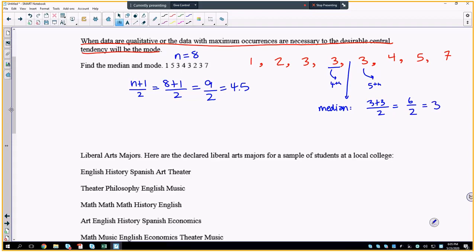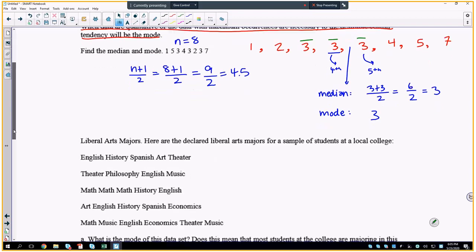The mode is also 3 because we have 3 3s. I just counted how many. I have 3 3s. Of everything else, I only have 1. I have 1 1, 1 2, 1 4, 1 5, 1 7, so the mode is 3. So in this simple example, both the median and the mode are 3.